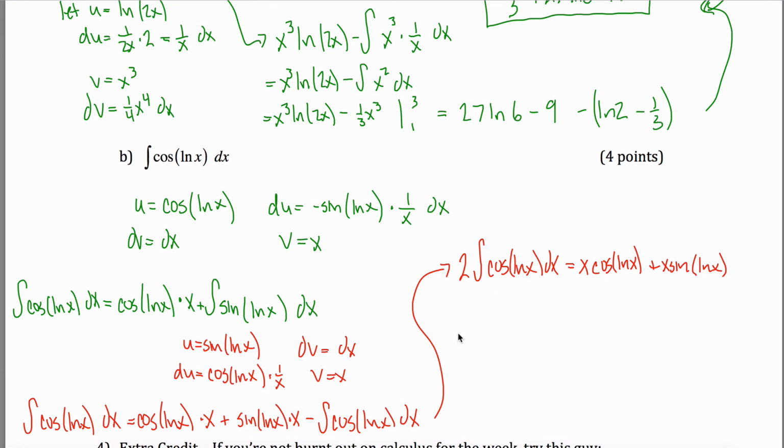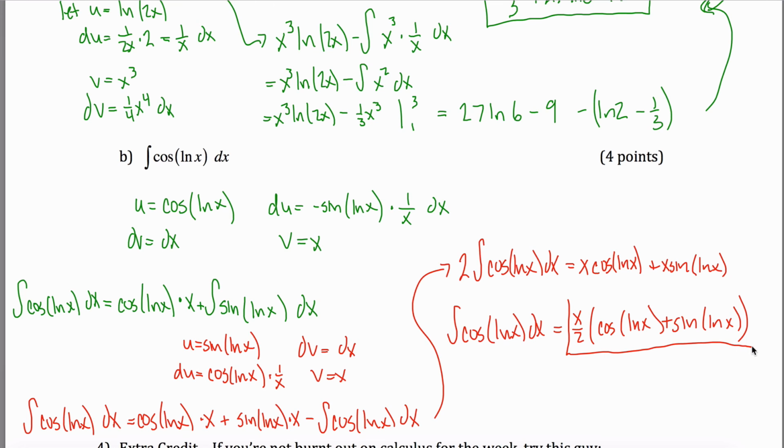The integral of the cosine of the natural log of x dx is equal to half of this thing. How about this? x over 2 times cosine of natural log of x plus sine of natural log of x. Factored out that x from each of these terms, and then the 1/2, put it down on the bottom there. So this right here would be my answer.